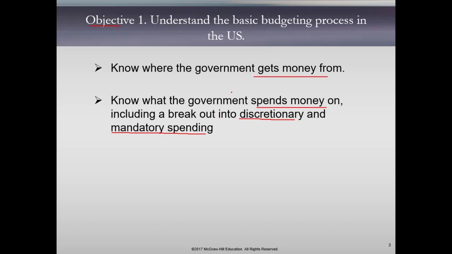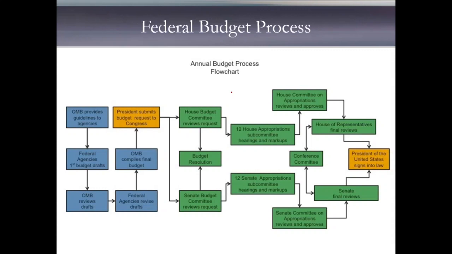So let's talk about the federal government budgeting process. This is a flow chart of the annual budgeting process for the federal government. So a couple of things here. First, this budgeting process was laid out within the Congressional Budget Act of 1974.